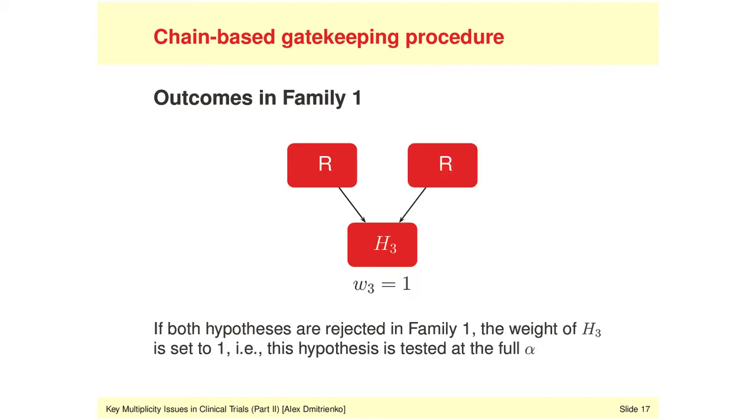The most optimistic set of outcomes is presented on slide 17. This is the set of outcomes that corresponds to the rejection of both primary hypotheses. That's why I've replaced the hypothesis labels by R, rejected: H1 is rejected, and H2 is also rejected. With this most optimistic set of outcomes, we see that the weight of the hypothesis H3 is now set to 1. This weight was updated to reflect the fact that H1 was rejected, and therefore half of the alpha was carried over to the hypothesis H3. And in addition to that, we should not forget that H2 was also rejected, which implies that the other half of the alpha was carried over to the hypothesis H3. The updated weight is now 1, and that implies that if both hypotheses are rejected in family 1, then the secondary hypothesis H3 will be tested at the full alpha level.